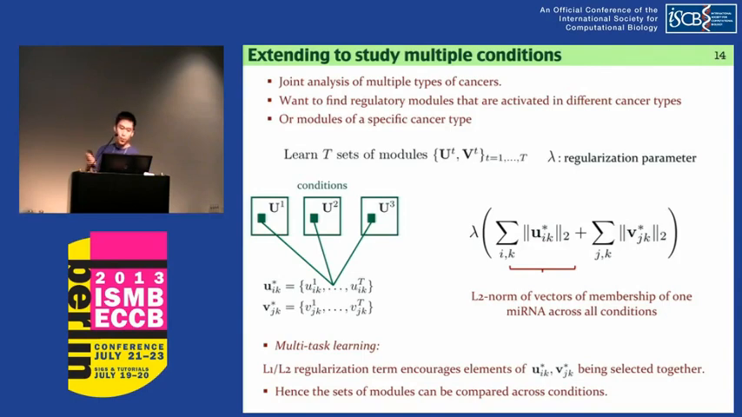For example, here we have three conditions, so we want to learn U1, U2, and U3. The notation is that U star IK corresponds to the IK entries of the matrices U1 up to UT. Similarly, V star GK is the GK entries of the matrices V1 up to VT. We can add additional regularization terms to encourage the elements U star IK and V star JK to be selected together. This is an instance of multitask learning, and by doing this, we can compare the sets of modules across different conditions.